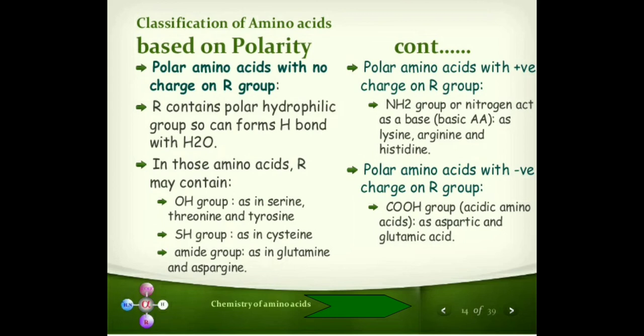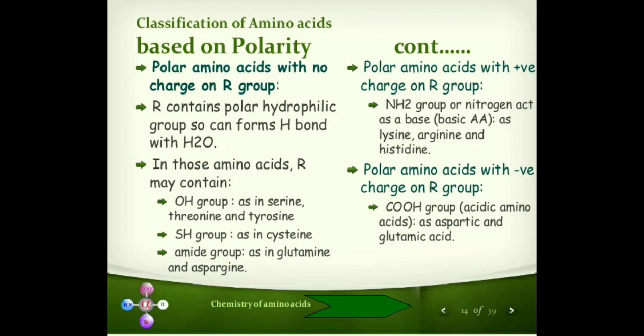If you remember the previous diagram, on the left side you saw these basic amino acids. These are three: lysine, arginine, and histidine. They have a positive charge on their R group, and they are polar as well. And the next, with negative charge, are also called acidic amino acids. You know very well there are two acidic amino acids: aspartic acid and glutamic acid, and these are the three subclassifications of polar amino acids.